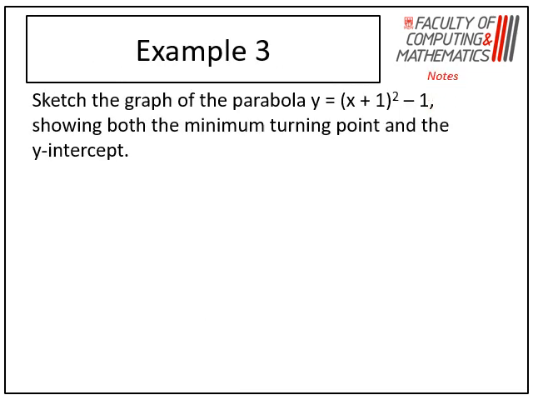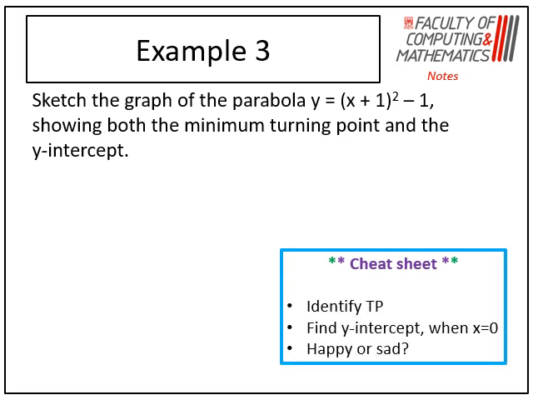All right, let's do the same on this next example. So you want to sketch the graph of the parabola y is equal to (x plus 1) all squared take away 1. Make sure that you show your minimum turning point and your y-intercept. Same cheat sheet as before. We're still looking to identify the turning point first, find your y-intercept, and then figure out whether it's happy or sad. Again, it's stated that it's a minimum turning point, so it's going to have to be a happy graph. Never mind the fact that you can see it's going to be a positive x squared if you were to expand that out.